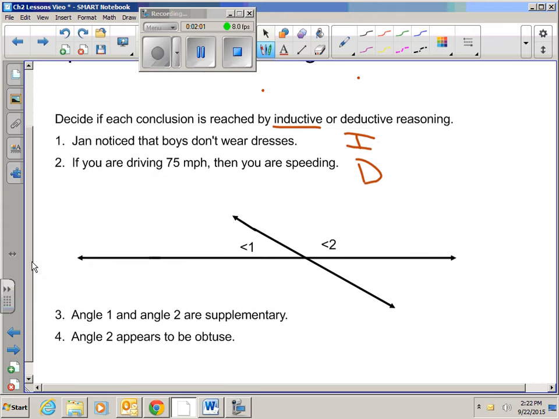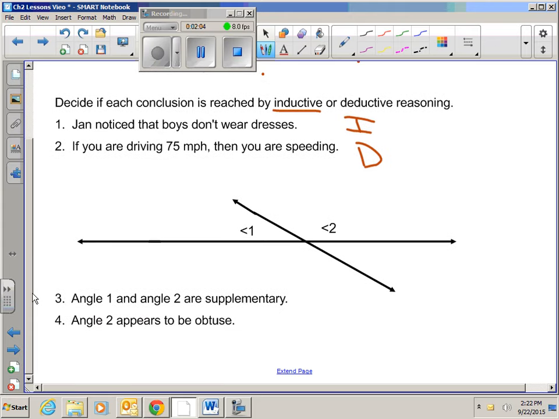If you look at the second two statements, angle 1 and 2 are supplementary. That's going to be deductive, because we know that these two angles right here do add up to 180 because they are linear pairs. That's been proven fact. And number 2, angle 2 appears to be obtuse. Yes, it does appear to be, but that's going to be inductive, because we're just basing that upon what we're seeing and our observations. And maybe your eyes don't work right.